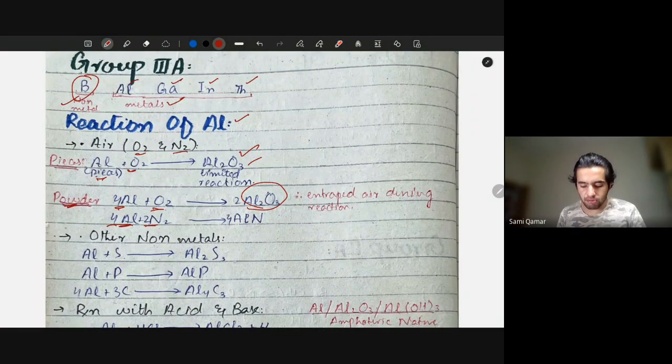Can anybody tell me why, in the form of pieces, this reaction would be limited? I have to remember this from my high school. Why would this be a limited reaction? Does anybody have any idea? It's a really good one, and this is really logical, if you have really good logic. Does anybody have any idea?